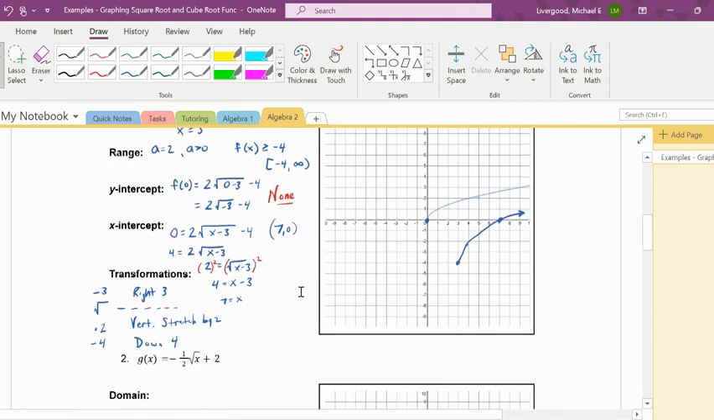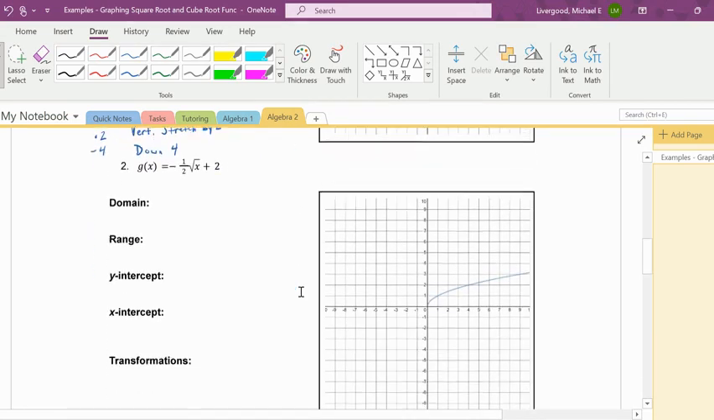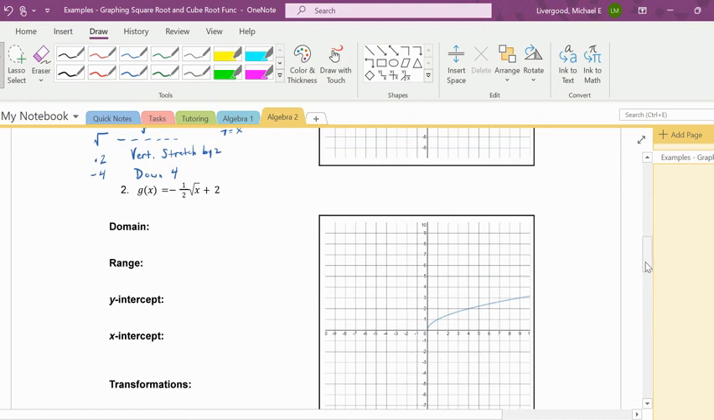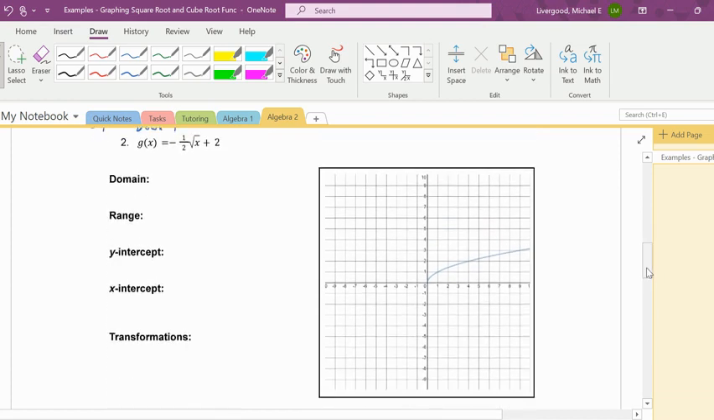Let's try one more. Let's talk through another problem. Down here, question number 2, we have g of x. g of x is equal to negative 1/2 times the square root of x plus 2. In this problem, I'm going to switch to green. The a value is negative 1/2. The h value is 0. There is no number subtracted from x. And our k value is 2.